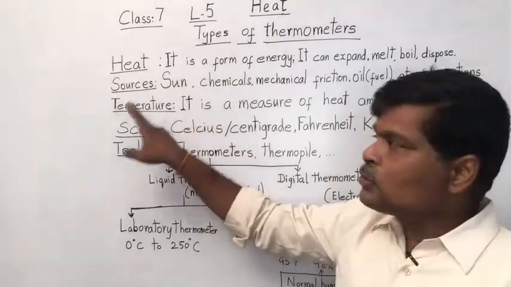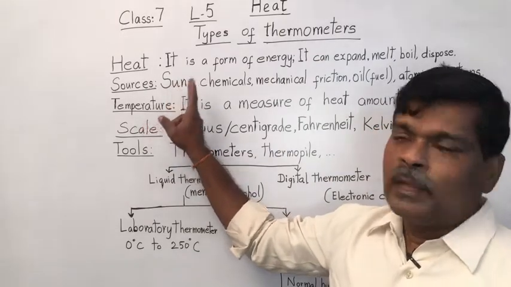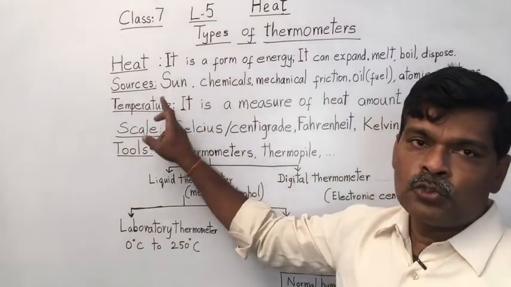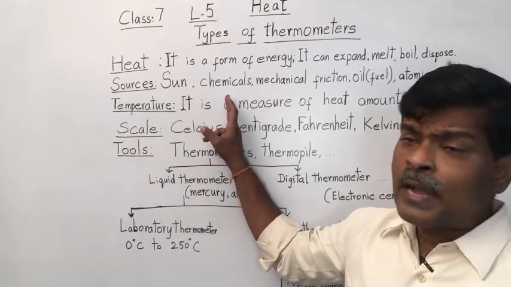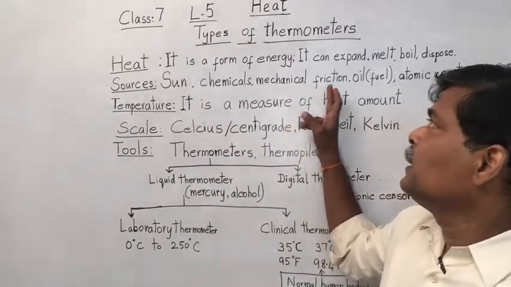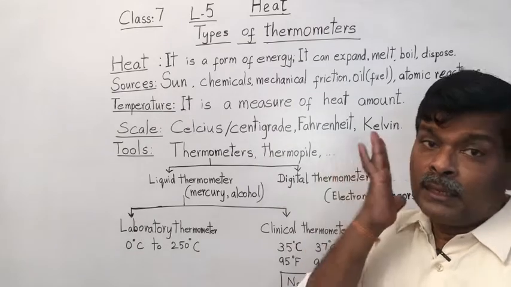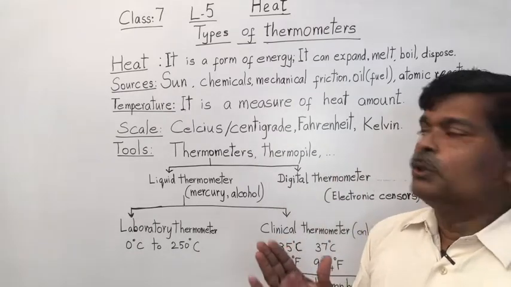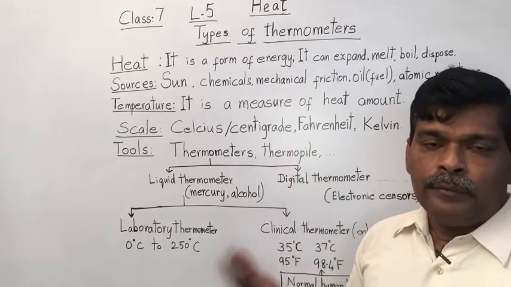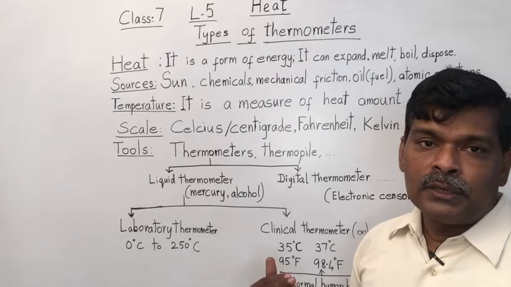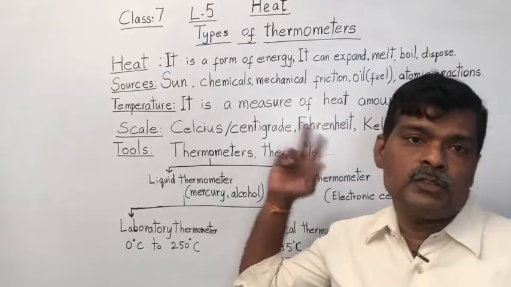So what are the sources of heat? We know natural heat we are getting from the sun. The sun is the source of heat. Another one: many chemicals we are using in laboratories and factories to get heat. Next, mechanical friction. By rubbing our hands, we can get heat to warm up our body also. Friction is produced when machines are running. When vehicles are moving on the road, tires are getting heat. So like that we can understand that mechanical motion or mechanical friction gives heat.